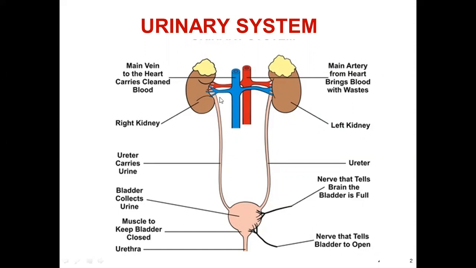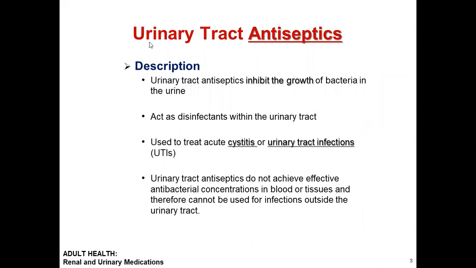When infection is in the kidney, we call it pyelonephritis, right? Another common kidney disease is called glomerulonephritis, and acute or chronic kidney disease. Now here, the urinary tract antiseptics or antibiotics. What are the antibiotics we use in case of infection in the urinary system?